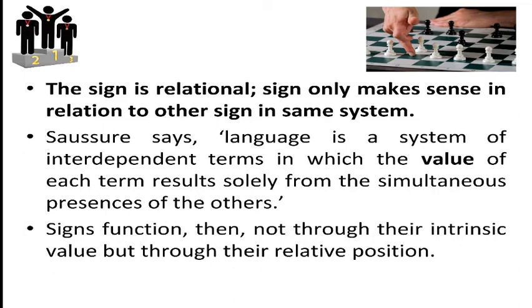How does this happen? Suppose we say a runner came second in the race. The second has value because there is someone before her who came first and others who came after her, third, fourth, fifth, etc. The word has value because other units in the system, first, third, fourth, etc., they exist.